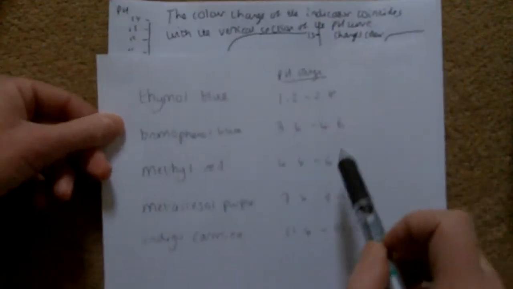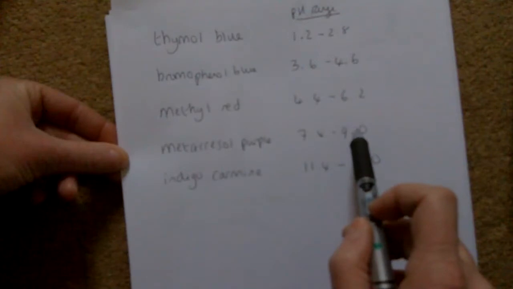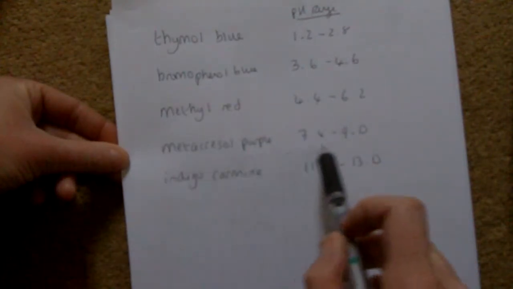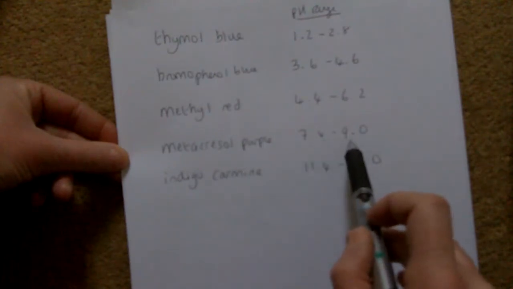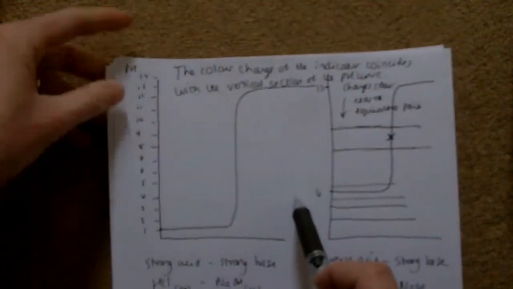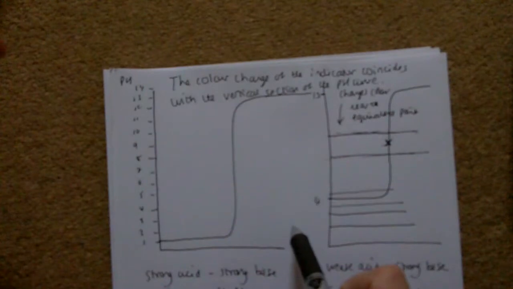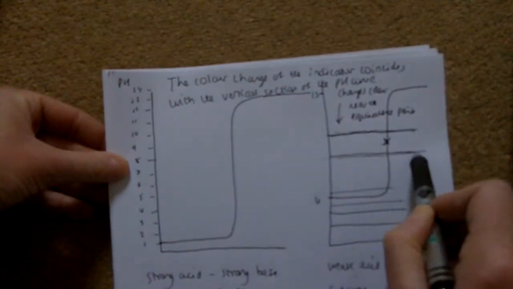So the best one you would choose in the case of a weak acid strong base is metacresol purple, because that changes color 7.4 to 9, and that will coincide with the midpoint of the vertical section. Now you'll be given a table of indicators and asked to choose an indicator whose color changes in the midsection.